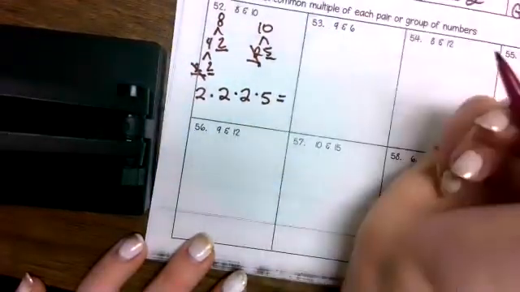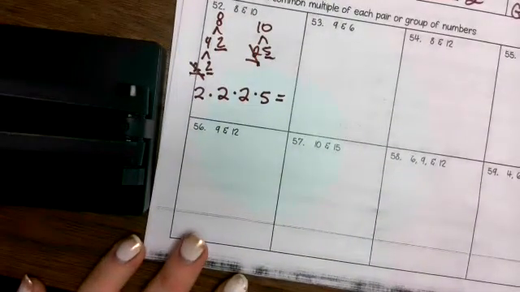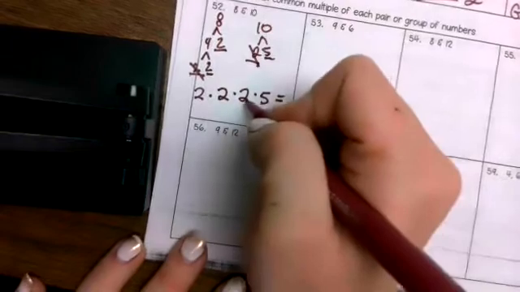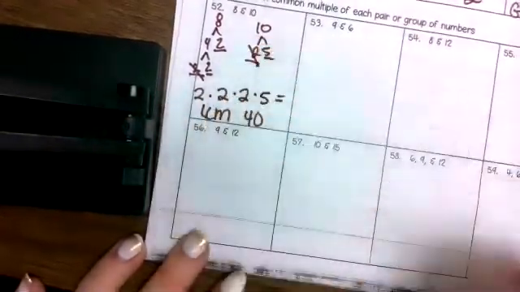Now I'm going to multiply all of these together. So you're kind of multiplying everything except for the ones that they overlap. So 2 times 2 is 4. 4 times 2 is 8. 8 times 5 is 40. So my least common multiple is 40.